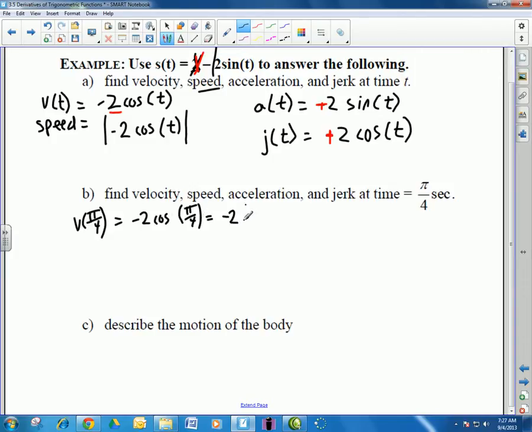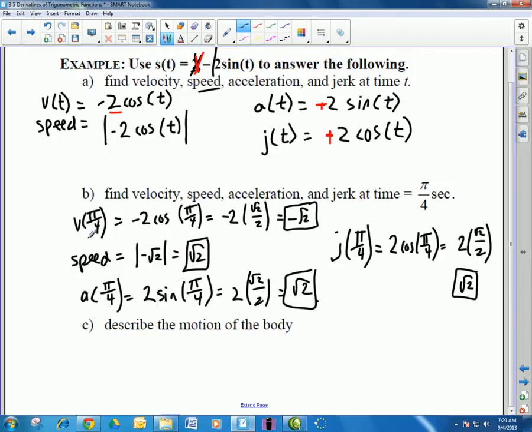So you'd have negative 2 times radical 2 over 2. And these 2's will simplify to 1, so you just have negative radical 2. And so that would be the velocity. And go ahead on your own, find the speed, acceleration, and jerk.